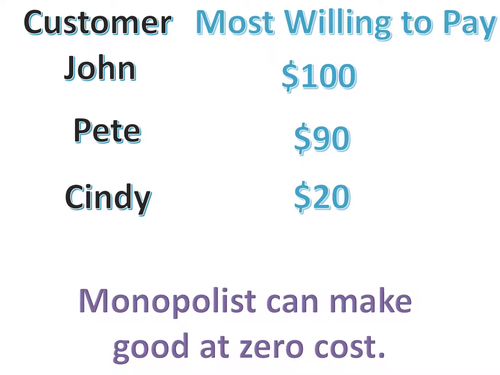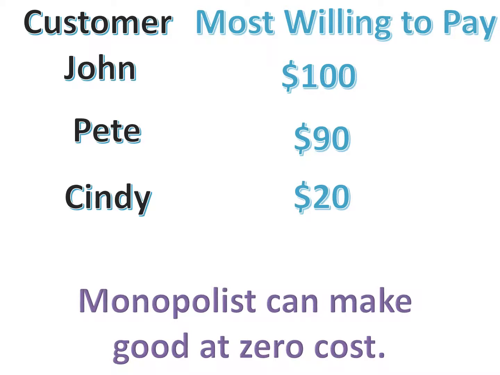But if you sell 3 goods, now to sell 3 goods, you got to lower the price to 20, and that would only give you $60 of revenue. So the monopolist will say, no, I'd rather just sell to 2 people. So in this example, the monopolist will make 2 goods, charge a price of $90, sell to John and Pete.